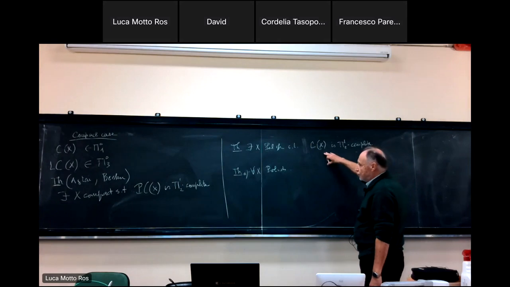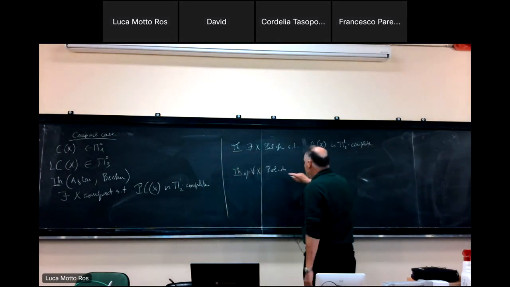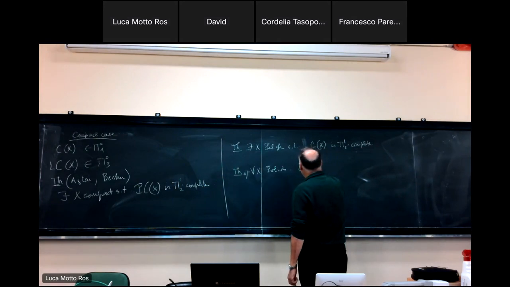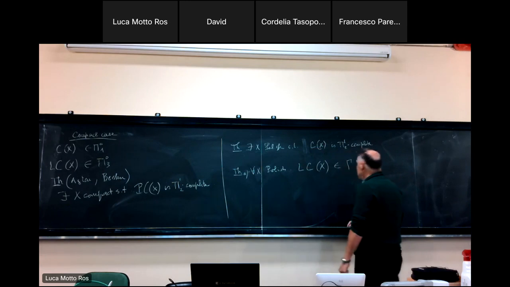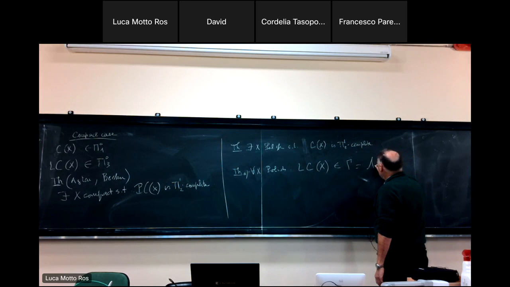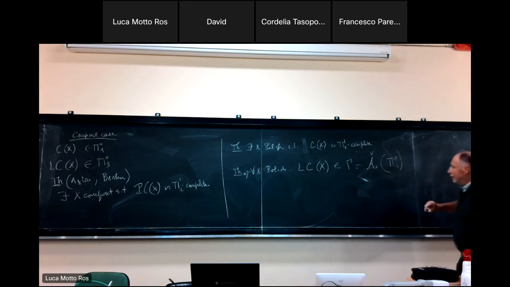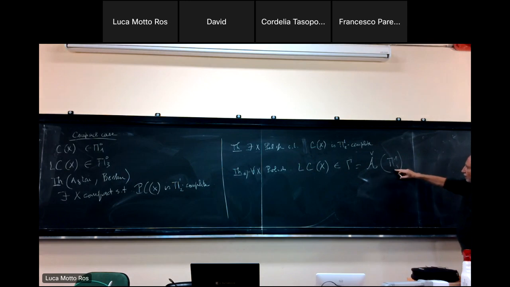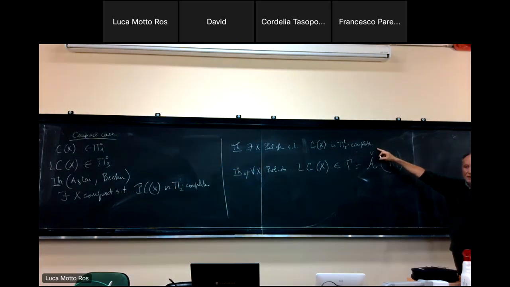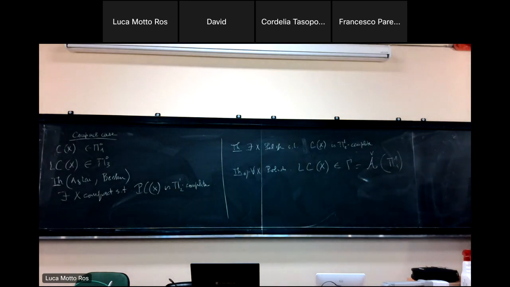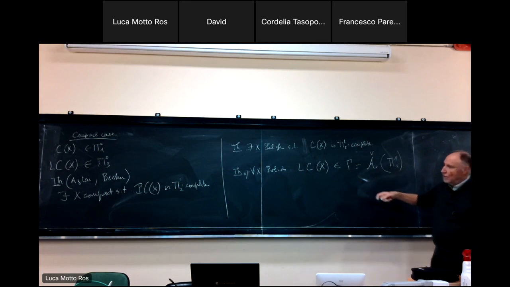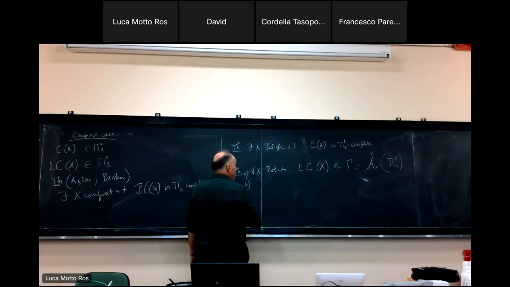So this one was about pathwise connected. And so the first part is that local connectedness is in fact much simpler than pi 1-2. It is in the class gamma, which you can write like this. This is the class obtained from pi 1-1 sets by Suslin scheme and going to complements. So the set of locally connected subsets of a Polish space is the complement of the result of a Suslin scheme on pi 1-1 sets.